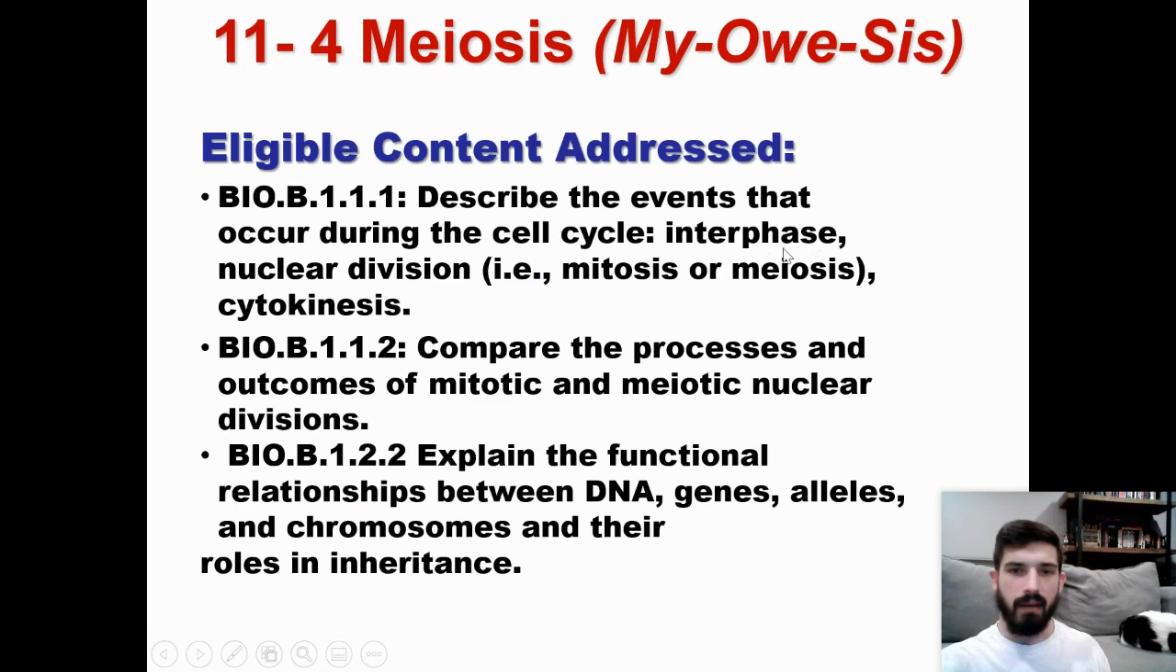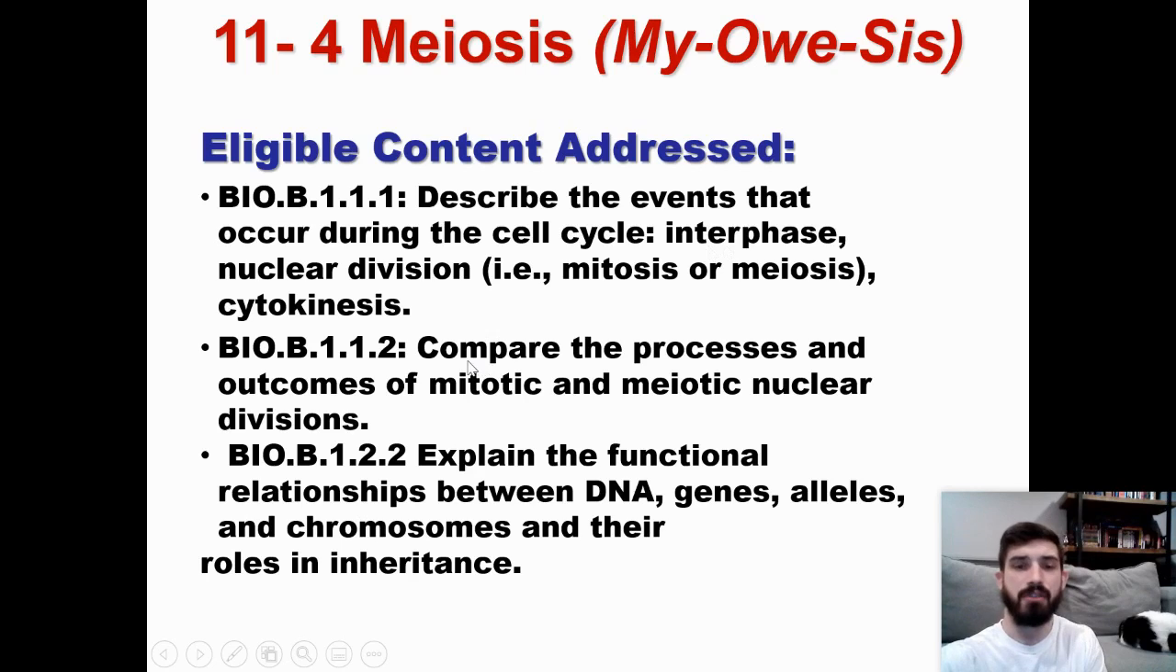Okay. Other things I want you to be able to do throughout the next set of lessons on meiosis is I want you to be able to describe the events that occur, which should be relatively easy because it's the same as mitosis, just a little different. Interphase, and then prophase 1, metaphase 1, anaphase 1, telophase 1, and then it goes through prophase 2, metaphase 2, anaphase 2, telophase 2, and then cytokinesis after all that.